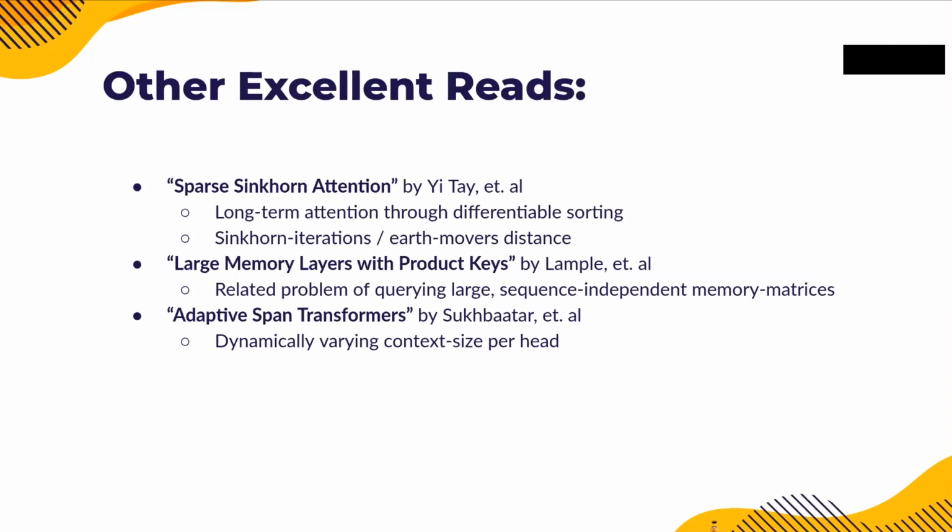There's also a paper called Large Memory Layers with Product Keys that uses another form of factorization to query large sequence-independent memory matrices to recall the equivalent of world knowledge or facts that they can use in sequence modeling. And finally, there is a paper called Adaptive Span Transformers that dynamically varies context size per head to see speedups in terms of how much computation is required, particularly on CPU, because it's harder to parallelize their method and apply it to GPU.